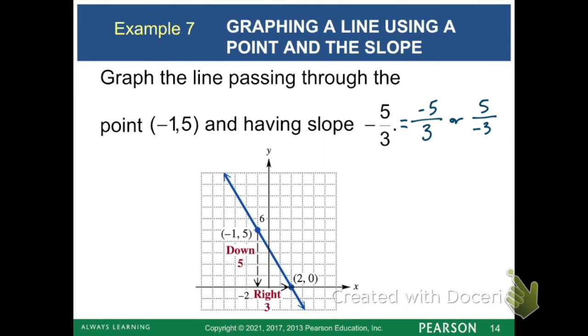So here's the graph that we should get. We have our point at -1, 5, and then if I go down 5, and then to the right 3, so I'm using this form of my slope, then I get my next point and I can draw a line.